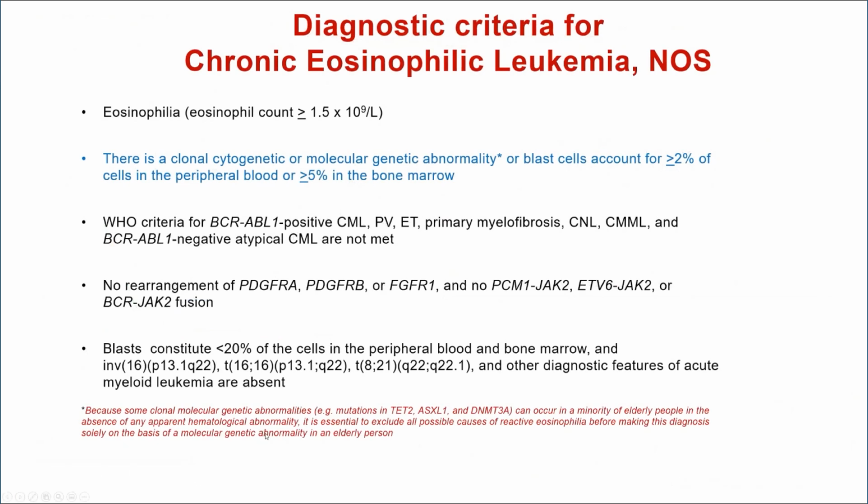How do we come up with the diagnosis? To say somebody has a chronic eosinophilic leukemia, the blue color, the second bullet: of course, you have high eosinophils. And then there are some other cytogenetic molecular abnormalities, not the ones that I talked about, or a blast count of 2 or more in the blood or more than 5 in the bone marrow. And of course, no other evidence of any other disease at all. This is, at the end, chronic eosinophilic leukemia.